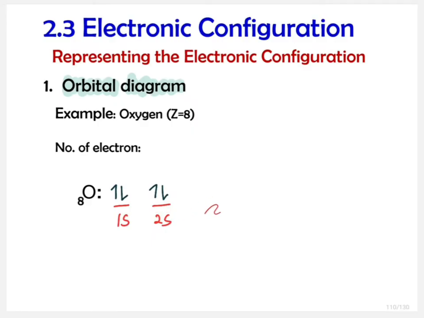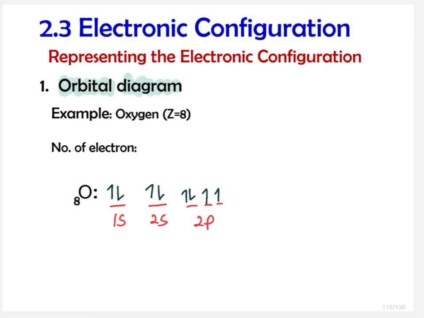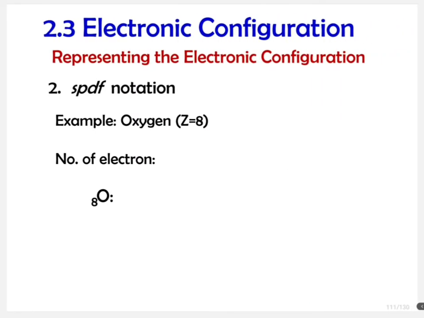Lepas 2s adalah 2p, 1, 2, 3 orbital. Then 1, 2, 3, 4, 5, 6, 7, 8. Jadi kita dah isi 8 elektron ke dalam orbital. Dah siap kita punya orbital diagram. Ini method yang pertama, orbital diagram. Method yang seterusnya adalah spdf notation. Ini agak simple, simple sedikit compare kepada yang tadi.